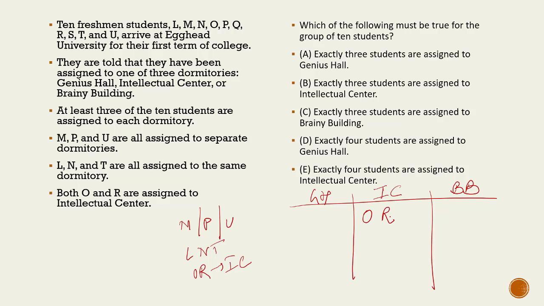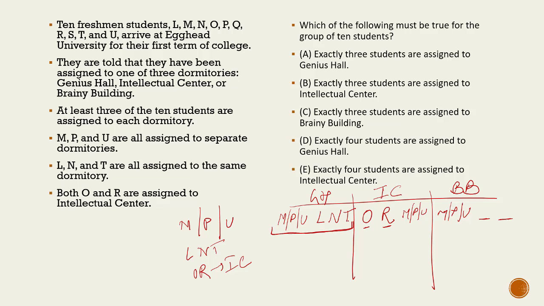Now let's see what is in this question. Here we have to answer which of the following must be true for the group of 10 students. With the original condition we know O and R must be in Intellectual Center, and we know M, P, U are in 3 different dormitories. So one of them would go to Genius Hall, one of them would go to Intellectual Center, one of them would go to Brainy Building. Now L and T coming together, if I allocate L and T to Genius Hall, the balance 2 members would go to Brainy Building because 4 people are being accommodated in Genius Hall.